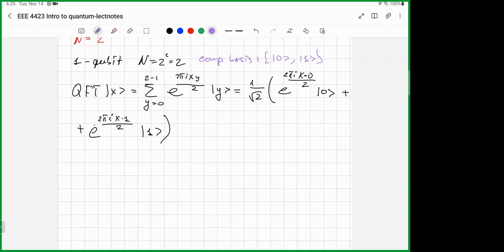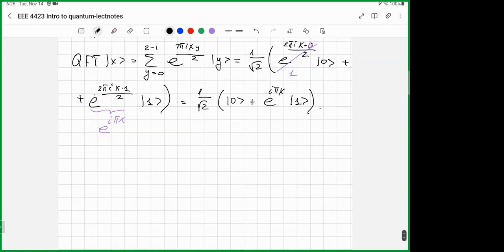So now I see that this phase is multiplied by 0, so this one is equal to 1, and this part is equal to e to the power of i pi x. Okay, so it's equal to 1 over square root of 2, then state 0 plus e to the power of i pi x state 1.